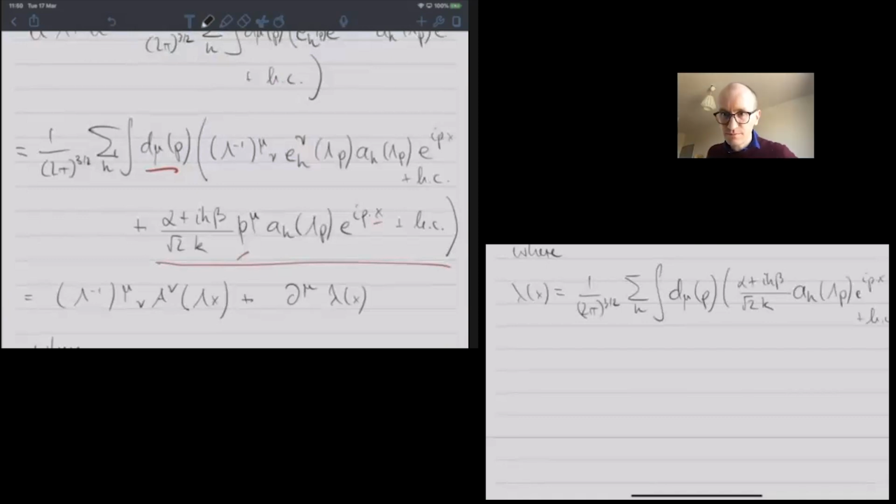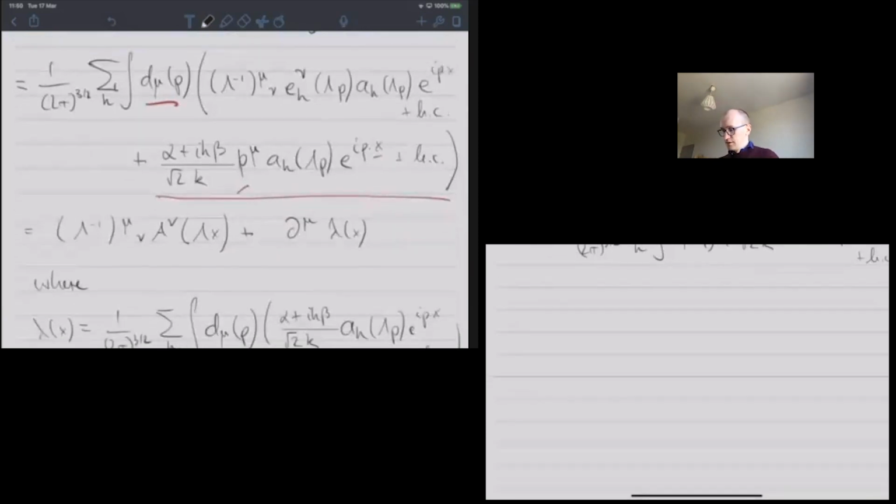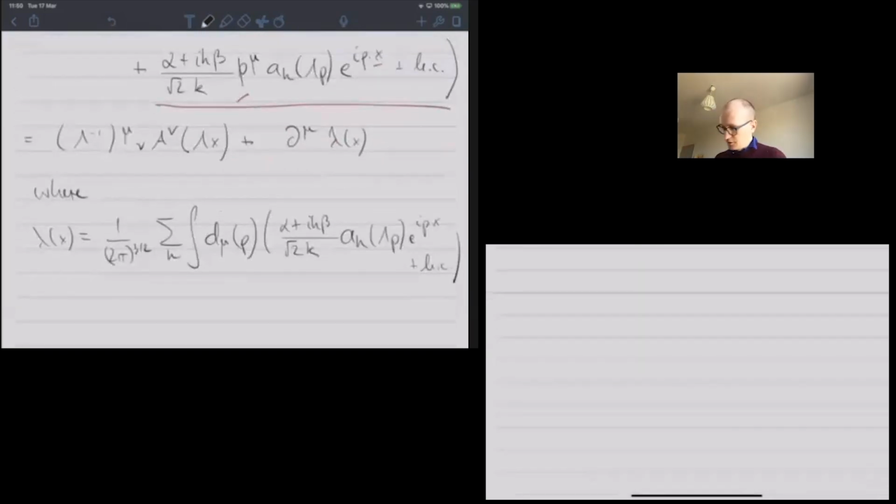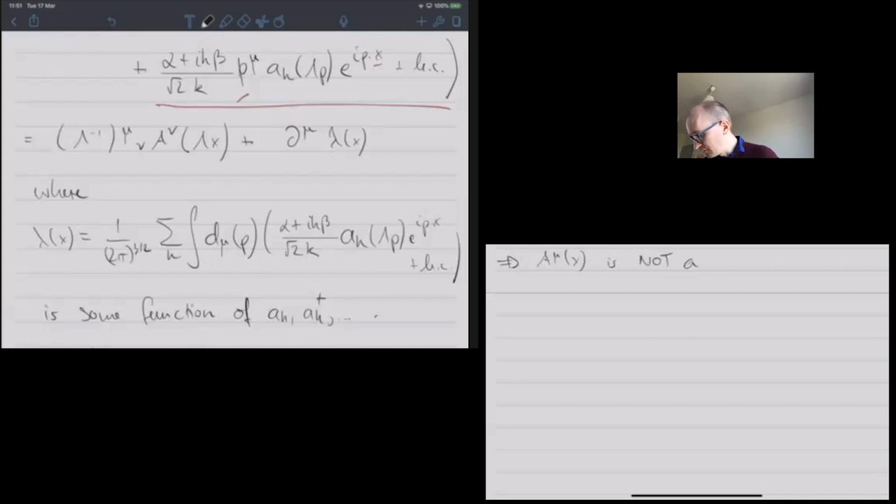Okay, just some function, which, however, depends on the little group transformation, or let's say more generally on the Lorentz transformation. So it's some specific function, but it's definitely there. It is some function of also a h dagger, and the Lorentz transformation. So what we conclude actually is that A mu of x is not a vector under Lorentz transformations. Okay, this is a really important conclusion.